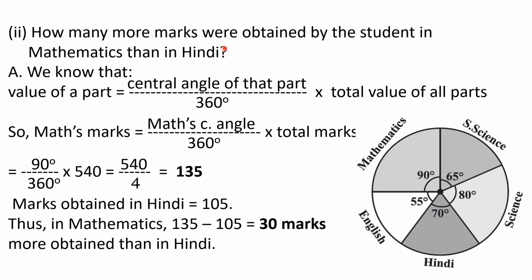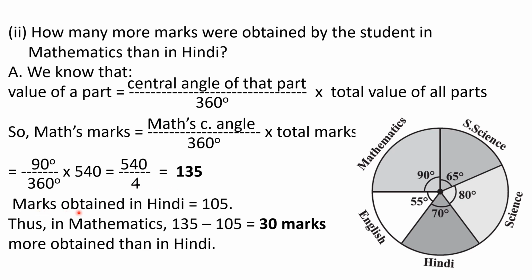Part number 2 is how many more marks were obtained by the student in mathematics than in Hindi. Hindi we just got from part 1 is 105 marks. It means we have to find out the marks of mathematics. So value of a part, that is marks, is equal to central angle of that part divided by 360 degree into total value of all parts. We know that. So maths marks is equal to maths central angle divided by 360 degree into total marks. Mathematics corresponds to 90 degree sector. So 90 degree divided by 360 degree into 540 total marks. 0, 0, 9 fours are 36. 540 by 4 is equal to 135.